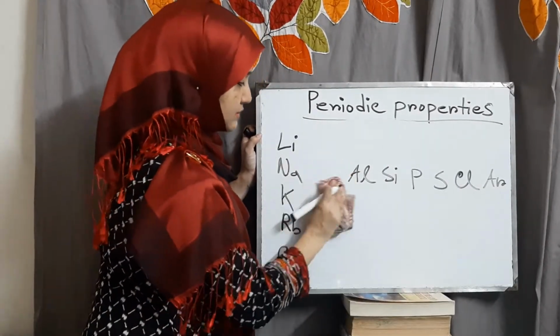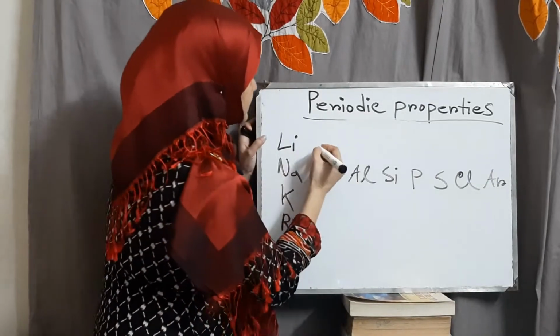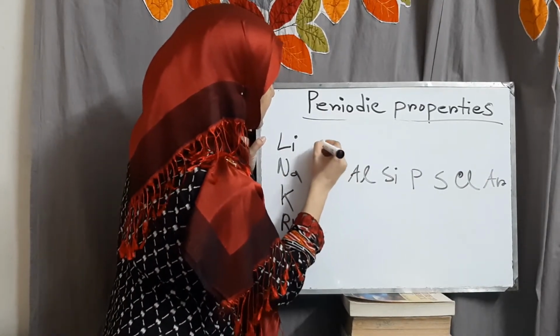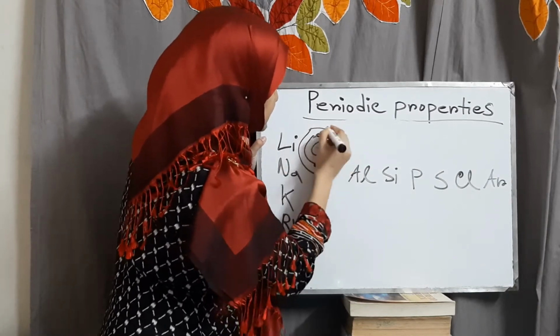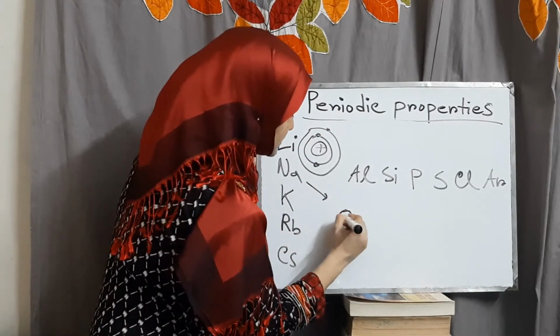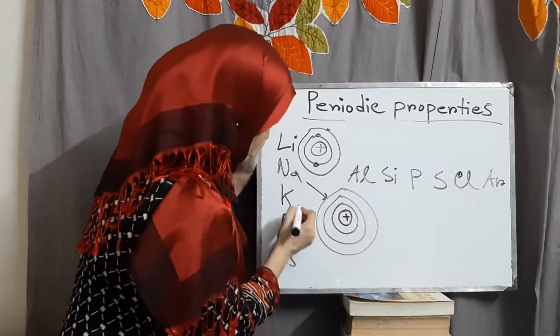Draw the electronic structure diagram. Okay, then it is clear to you. This is the second shell. Lithium has 2, and this is third. For sodium, 1, 2, 3 shells.